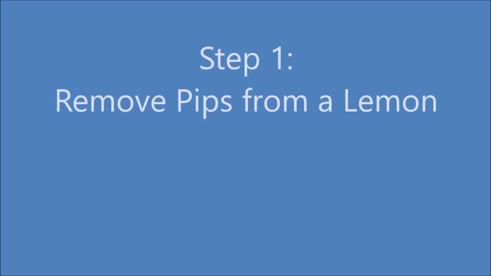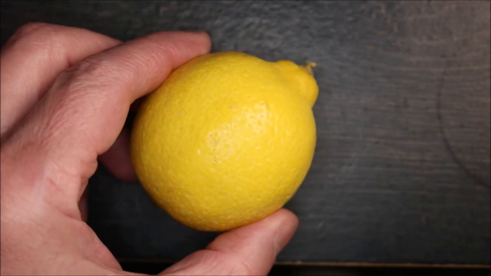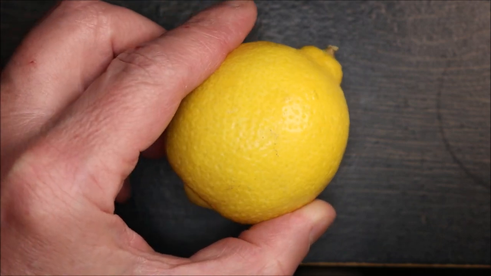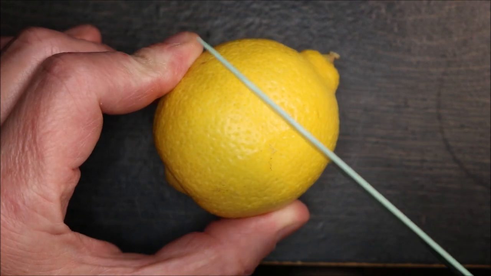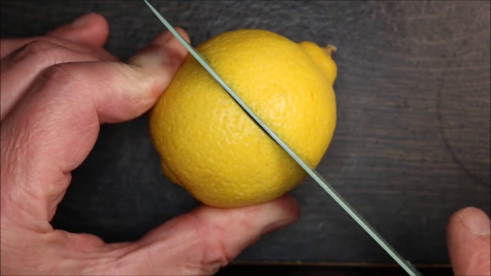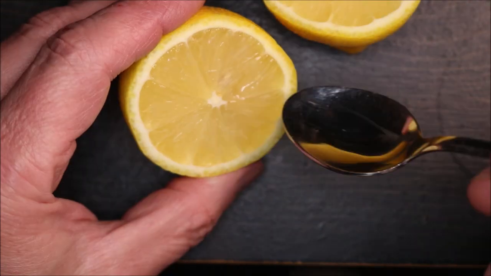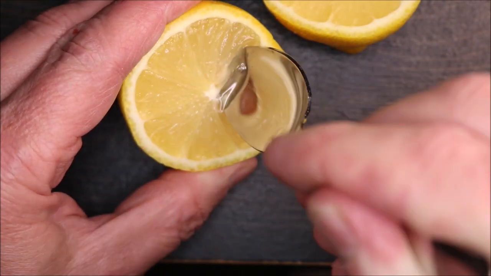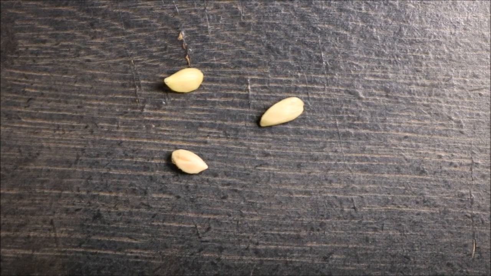The first step is to remove the pips from a lemon. Here I'm taking a store-bought lemon, cutting it in half, and then scooping out the pips using a spoon. There are only three pips in this lemon. If you need more, then take a second one.